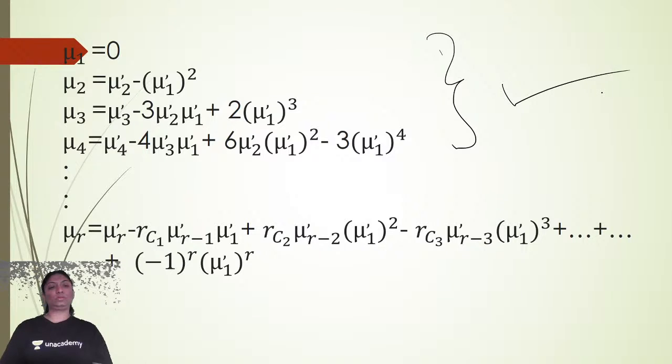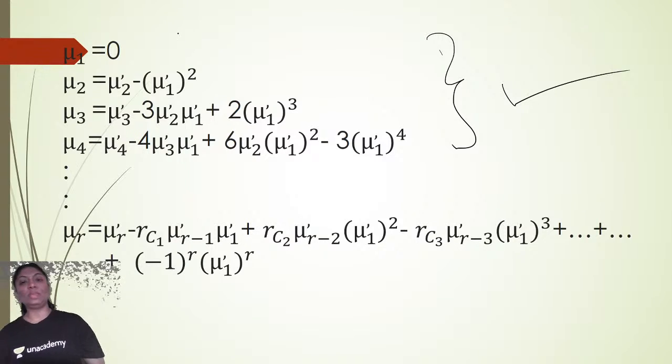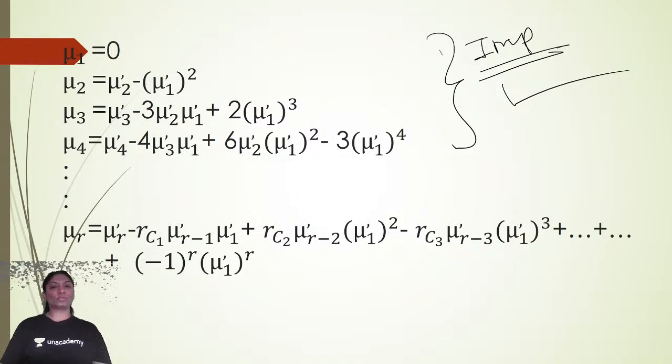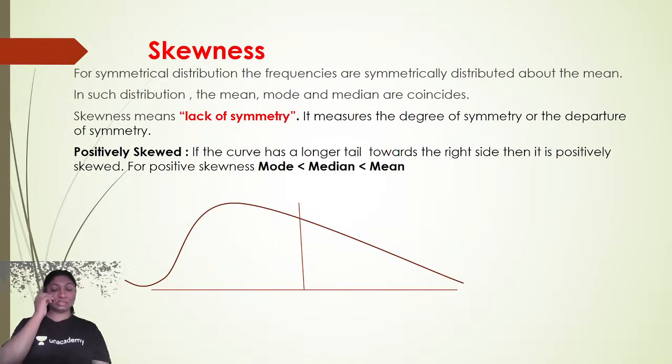When the moments about any point A are given, this is how to calculate the moments about the mean. Okay, so these four formulas are very important. Without this, you can't find out the moments, skewness or kurtosis. So you have to remember these four formulae, and if you can't remember them, you can use only this one. Just put the values of r is equal to 0, 1, 2, 3 and so on. Okay, so moving forward, we will see skewness.